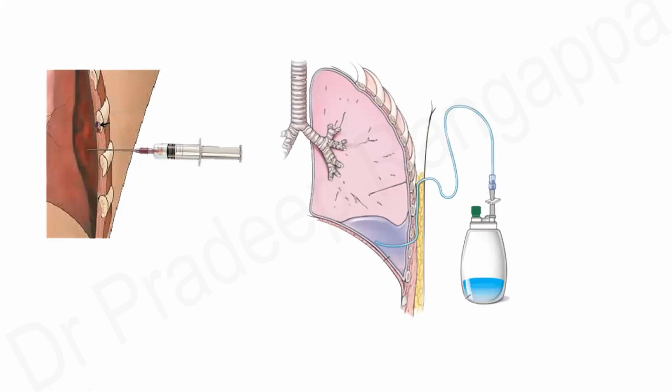This is a pictorial representation of the pigtail sitting in the pleural effusion and connected to the underwater seal drain. The reason it is called a pigtail is that the tip looks like the tail of a pig, and as you see, it is curled. This is to ensure that the tube doesn't get dislodged easily, but very often, one of the complications of these pigtails is tube dislodgement.